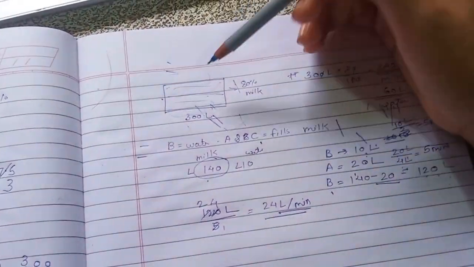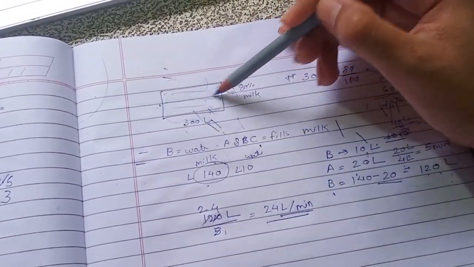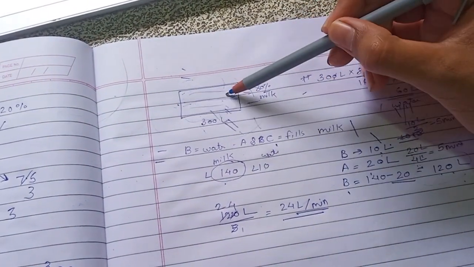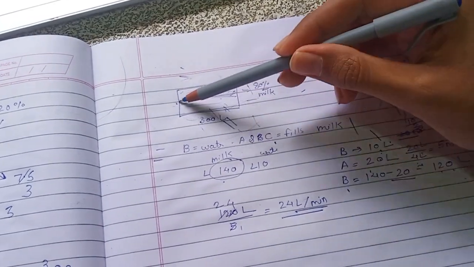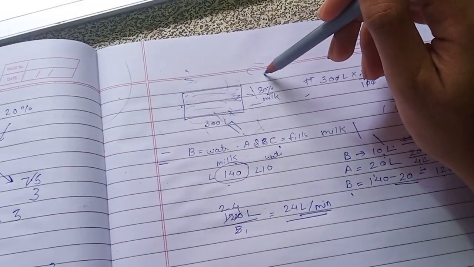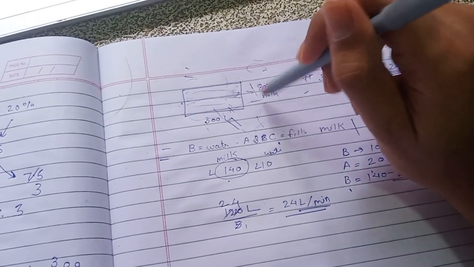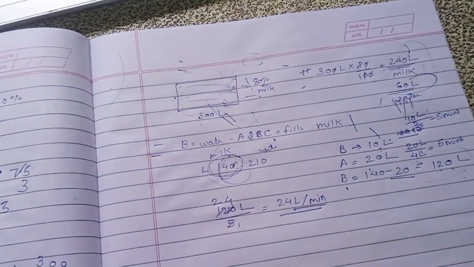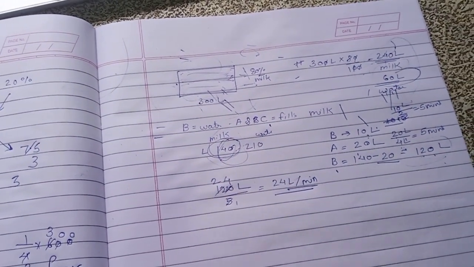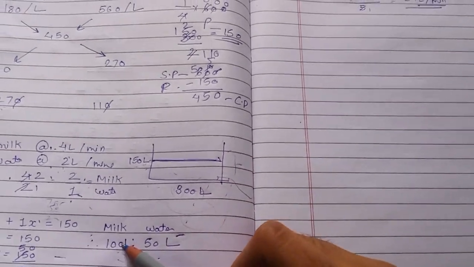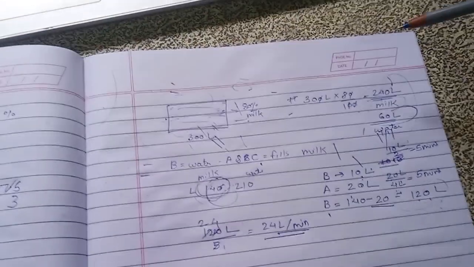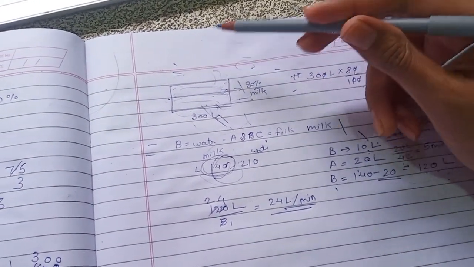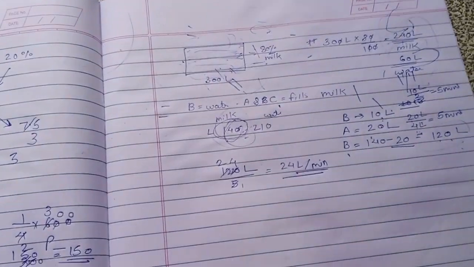Now these two are filled, and tap C was contributed after 50% was filled. When the tank is filled by 50%, tap C was opened, and 140 liters was contributed by tap C. How can we say that? If we subtract 100 liters of milk contributed by A from 240 liters of milk total in this tank, we will get that 140 was filled by C. It's obvious.